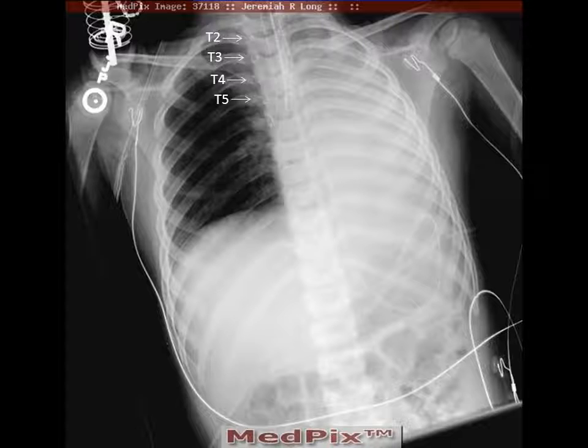And when we estimate the space of the carina in the T5, T6 disc space, we can see that the tip of the ET tube is within the vicinity of the approximate location of the carina. All this information put together is concerning for a right mainstem bronchus intubation.